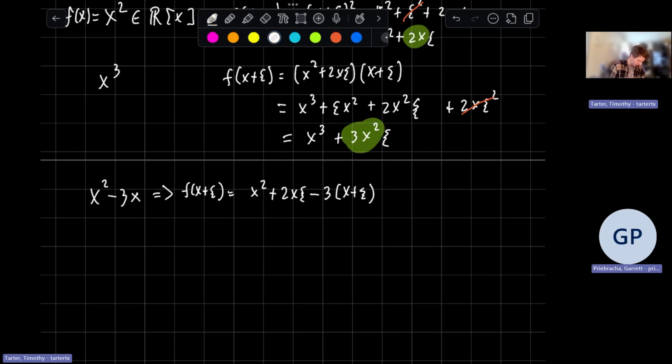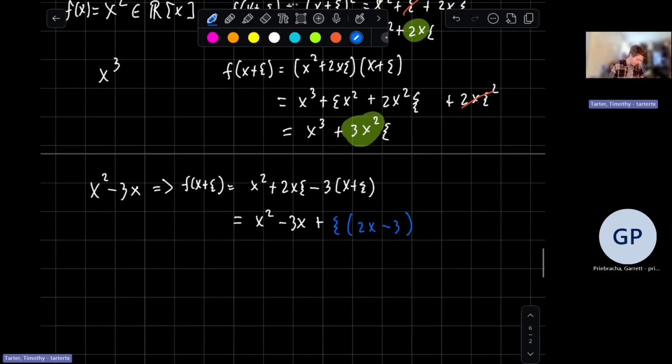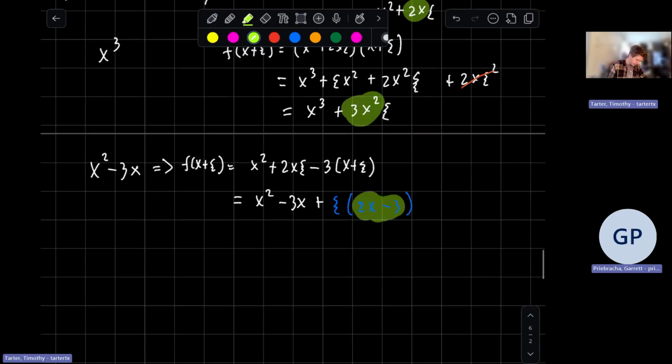So let's correct that here. This is equal to x squared minus 3x plus 2x epsilon. Or I'll write this as plus epsilon times (2x minus 3). And this is exactly the differential of x squared minus 3x.